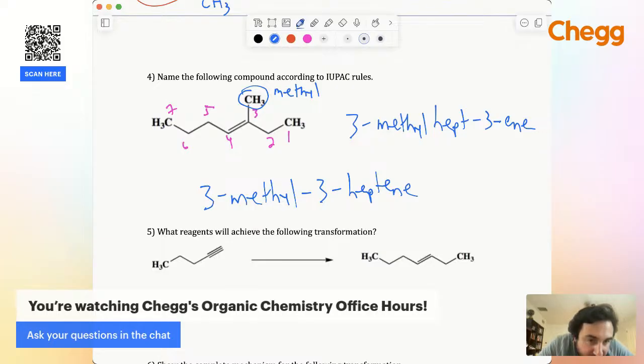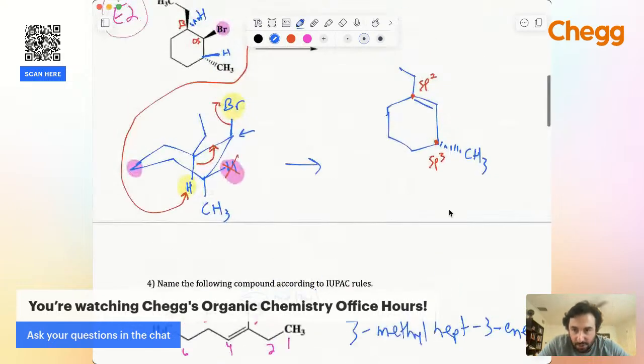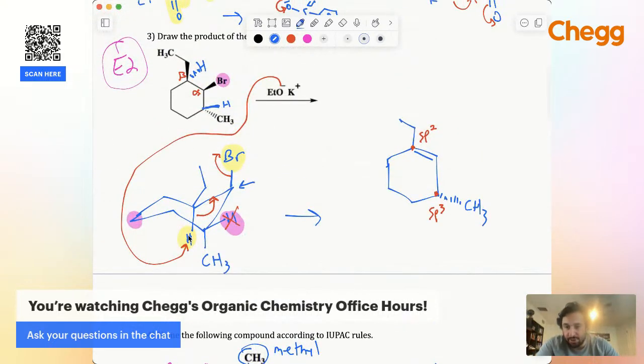Yeah, Vishal says it can only happen on the ethyl carbon because of the antiperiplanar hydrogen. Yes. So this is the only proton that was available for elimination because it's the only one that's axial when the bromine is axial. Right? When the bromine is axial, this proton is axial. This one's equatorial, so not available. So that's why.